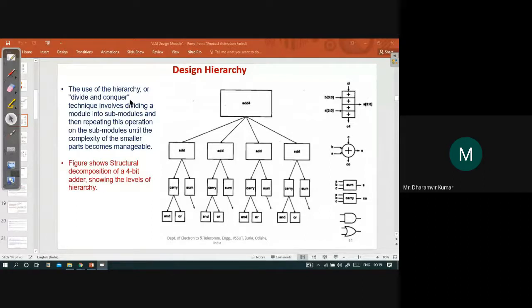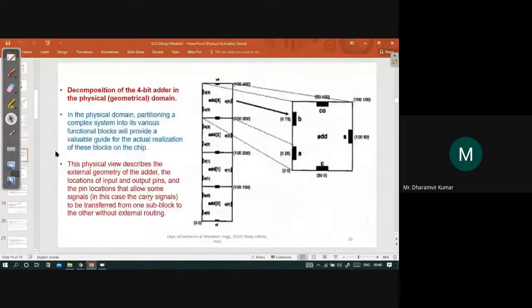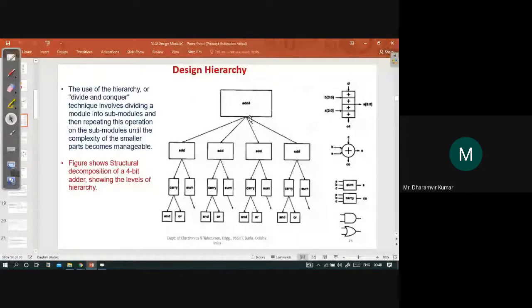So basically a 4-bit adder can be decomposed into carry and sum blocks, and we know how to design carry and sum blocks. So we start from here, and then we combine them properly to get the complete 4-bit adder circuit. This was the structural decomposition.